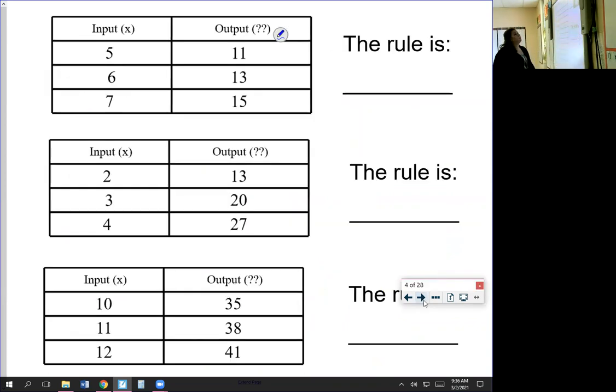Okay, so let's look at some more examples. What is the rule? How do I go from my x to my y? I'm going to figure out how I go from my x to get to my y.